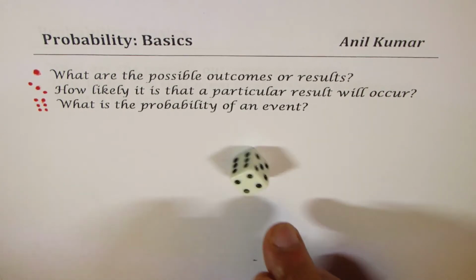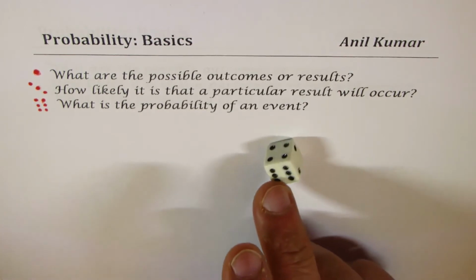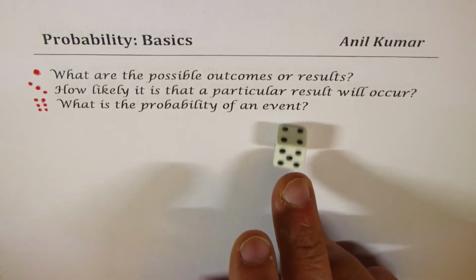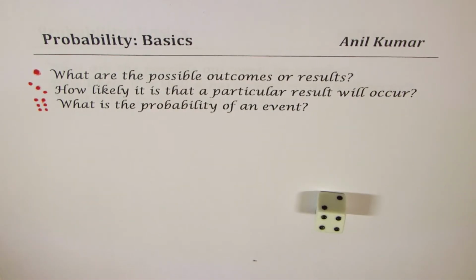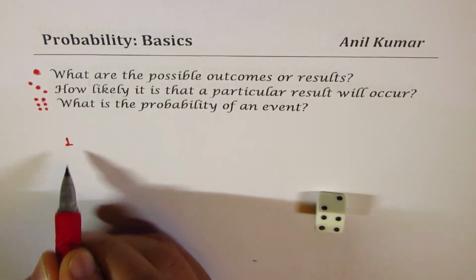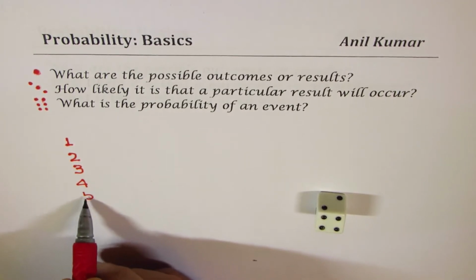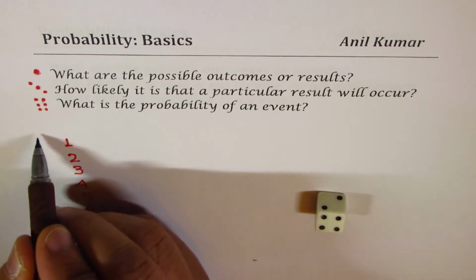So look at it carefully. It has 6 faces, and on each face there are some dots. These dots could be 1 dot, 2 dot, 3, 4, 5 or 6. So what are the possible outcomes of this game? So when you throw the dice, you could get one of these numbers. So you could get either 1, you could get 2, you could get 3, you could get 4, 5 or 6. So these are all the possible outcomes. Is that clear?